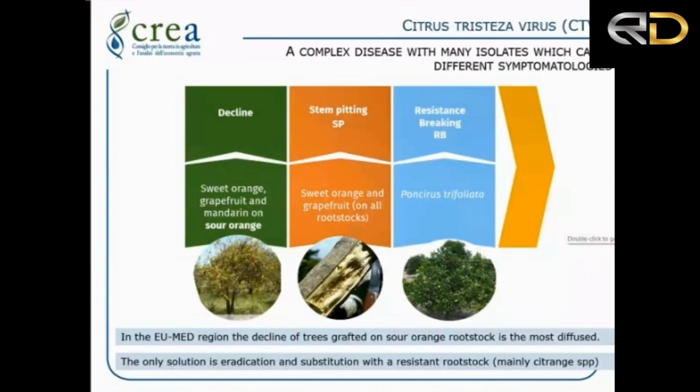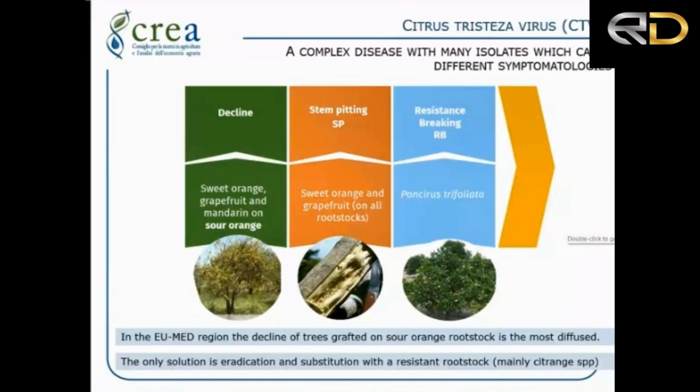But we can also have two other kinds of isolates. Stem-pitting isolates are considered very dangerous. They induce particular symptoms on the branches and on the trunk of sweet orange and grapefruit, respectively, on the rootstocks. The resistance-breaking isolates are also considered very dangerous because these isolates are able to overcome the resistance of Poncirus trifoliata.